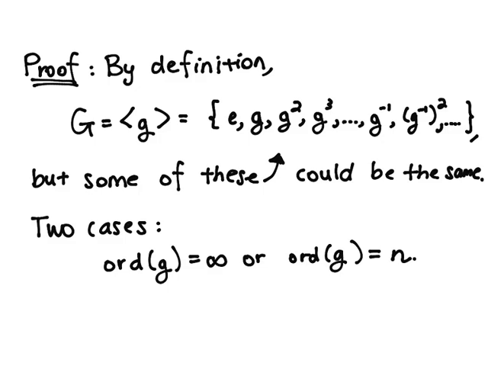To think about which of these might be the same as which other ones, we'll break the proof into two cases. First, if the order of g is infinity, and then second, we'll consider the possibility that maybe the order of g is some particular finite number n. Let's first look at the case, though, where the order of g is infinity, and see what happens then.